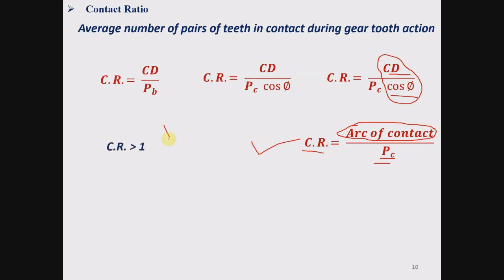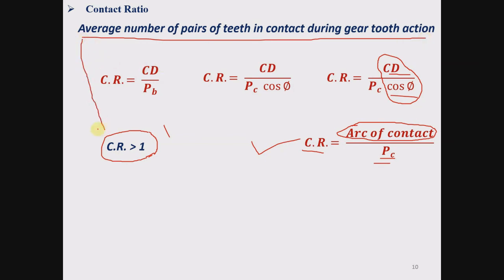So what should be the value of contact ratio? Contact ratio must always be greater than 1. Can someone tell me the reason? Contact ratio should always be greater than 1. Why? Contact ratio म्हणजे काय? Read the definition. Average number of pairs of teeth in contact during gear tooth action. And this must always be greater than 1.